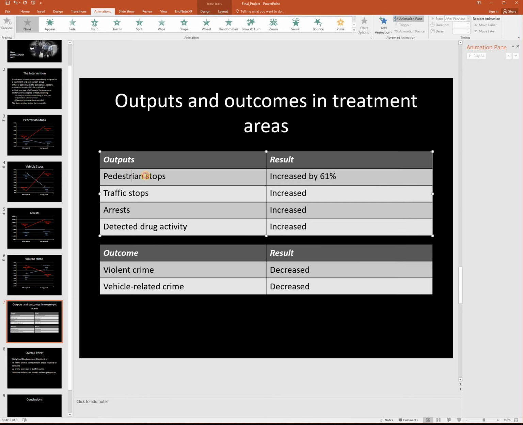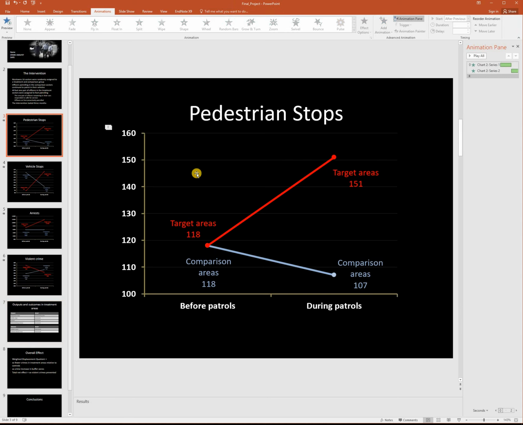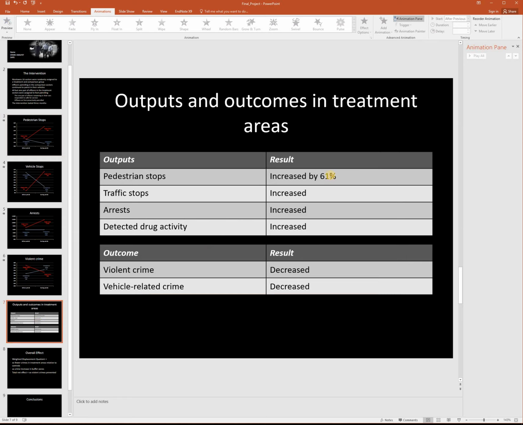And so when I say the output of pedestrian stops, we see an increase of 61% in the targeted areas. That's because we started off with 118 in the targeted area and we ended up with 151 during the intervention. What this represents when I calculate that percentage change is an increase of 61% in pedestrian stops in the treatment area. So for this part of the presentation, you're going to essentially ignore the comparison areas. You'll calculate percentage change, and we did this for the midterm project.